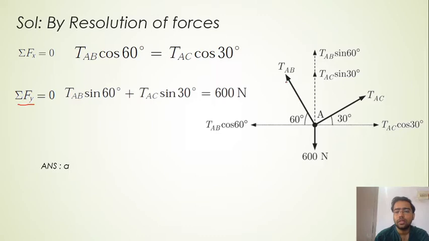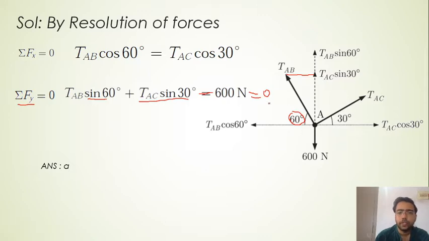Okay, so the component of this TAB force in the y direction will be TAB sine 60, right? Because this angle is 60. And the component of this TAC toward the y direction will be TAC sine 30. Both are in the positive y direction, so positive. Minus, because 600 is in the negative direction, 600 minus 600, then it should be equal to 0, right?